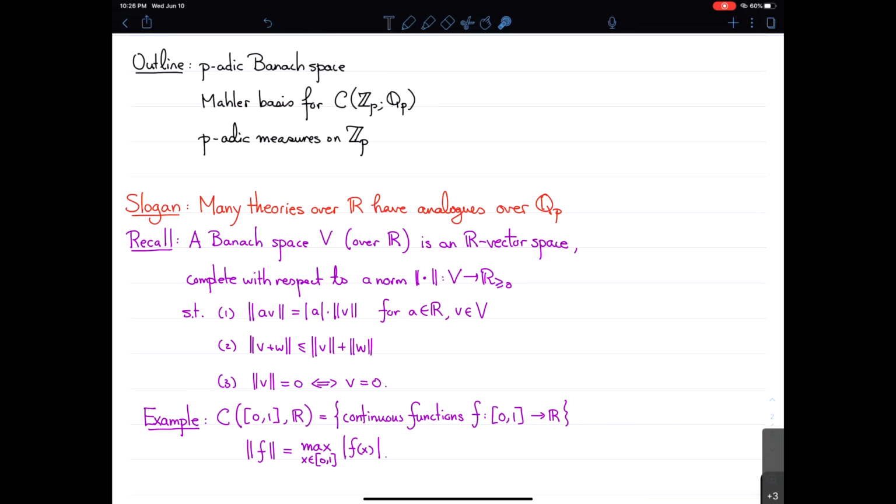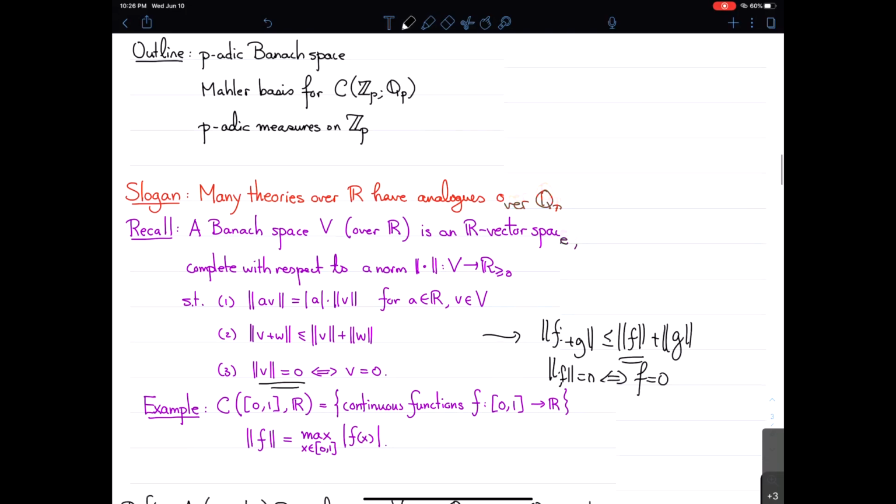And if I have two functions, f and g, then the norm of f plus g is less than or equal to the norm of f plus the norm of g, that is, the maximum value of f plus the maximum value of g, of course. And the third one is that if the maximum value of f is zero, that would say f is zero. And of course, if f is zero, then the maximum value is zero. So that's what a Banach space over the reals means.